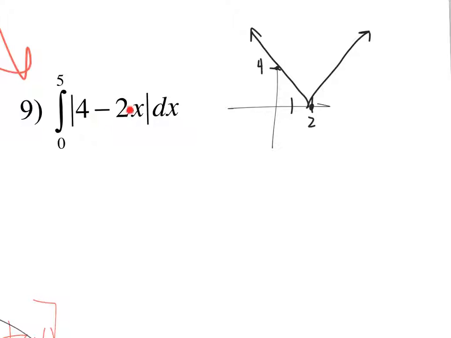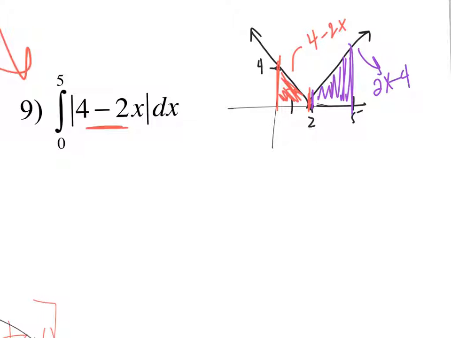Okay, so let's take a look at the graph of 4 minus 2x. When we take the area under the curve from 0 to 2, which is the vertex, we're taking the area under the curve of the line 4 minus 2x. See, we've got a y-intercept of 4 and a slope of negative 2. But when we take the area under the curve from 2, which is the vertex, to 5, we are no longer taking the area under the curve of this line. We're now taking the area under the curve of the line 2x minus 4.